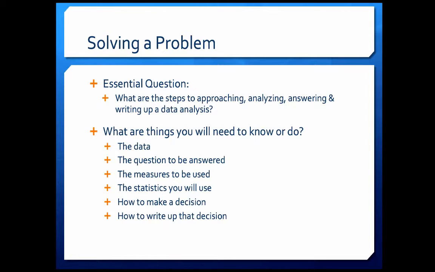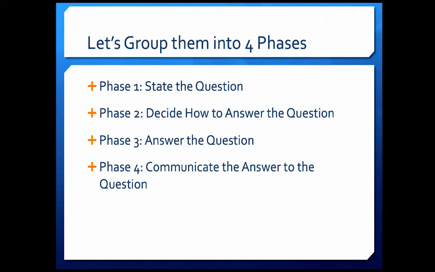What is the data? Where did it come from? What is the question to be answered or questions? What measure or outcome is going to be used? What statistics will be used to address that question? How do you make a statistical decision? And then how do you write up that decision in terms that non-statisticians can understand?